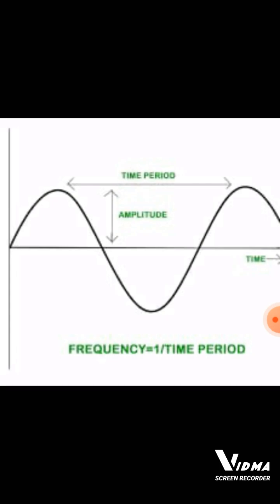Amplitude. The magnitude of maximum displacement of each particle from its mean position is known as amplitude. It is denoted by the letter A. SI unit of amplitude is meter. The loudness or softness of a sound is determined by its amplitude.